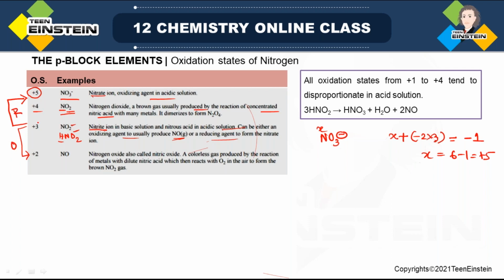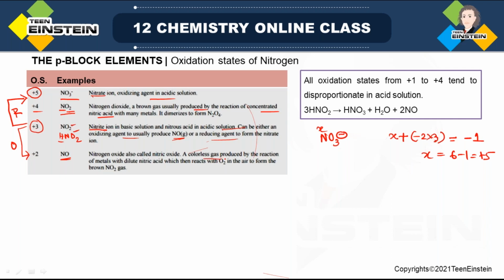Both are possible. Why is it so? Because this oxidation state is in the intermediate range. It is not very high like +5, it is not very low like +2. As it is intermediate between these two, it can act both as a reducing agent as well as an oxidizing agent. And the next species is NO, nitrogen oxide or nitric oxide.